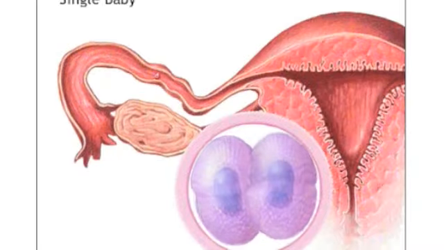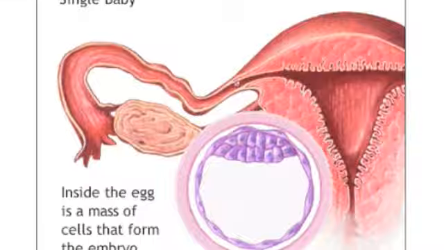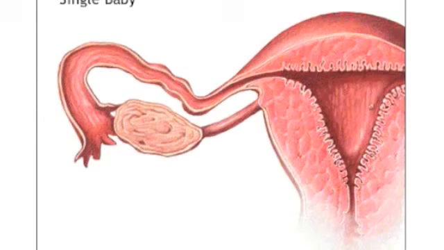Over the next few days, the fertilized egg cell divides over and over to form a structure composed of hundreds of cells called a blastocyst. During the first week after fertilization, we can look inside the blastocyst and see the mass of cells that will form the embryo. The blastocyst will continue traveling toward the uterus, where it will implant in the uterine lining and grow into a single baby.